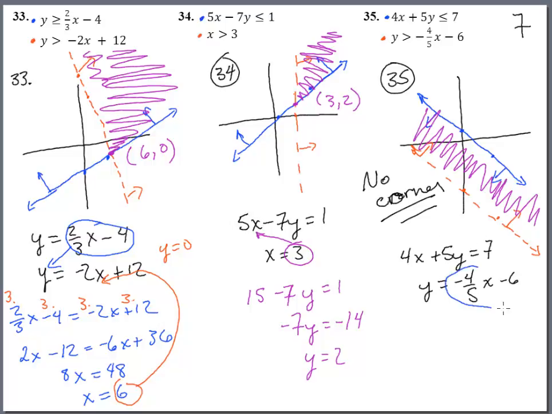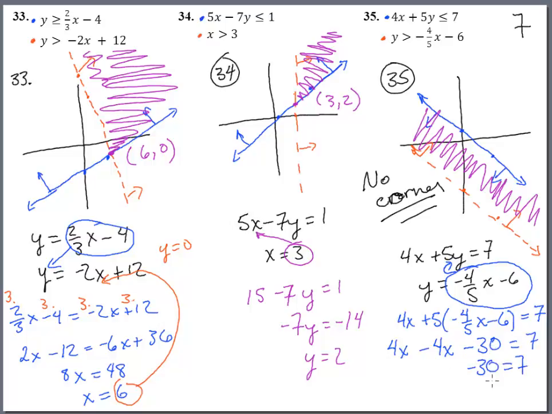We're going to do substitution because y is already by itself. We're going to stick it right up there. We get 4x plus 5 times negative 4/5 x minus 6 equals 7. Let's see what happens here. 4x plus, jump the 5 in there, and we get a negative 4x minus 30 equals 7. Those go away, and we get negative 30 equals 7. Never. That's embarrassing to even write that on a canvas. No solution.